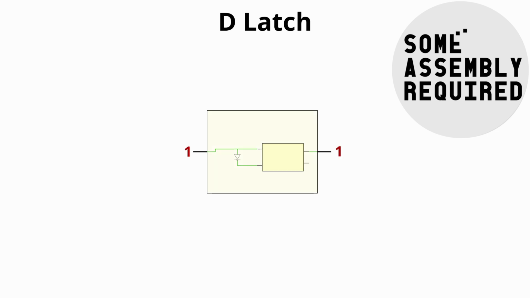To make this a little less pointless, we'll add an enable or E input. When that input is 1, we have our pointless transmission line, but when that input is 0, the latch will continue to output whatever value it has last seen before the latch was disabled. Any further changes to the D input will not affect the output until E turns 1 again.